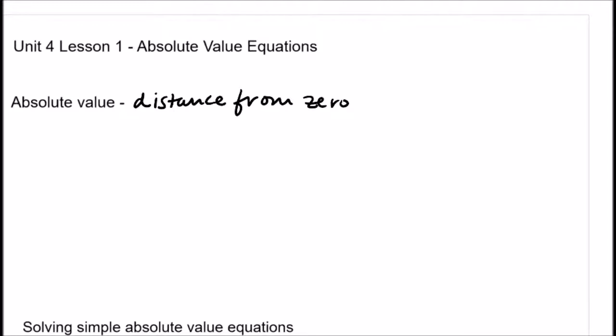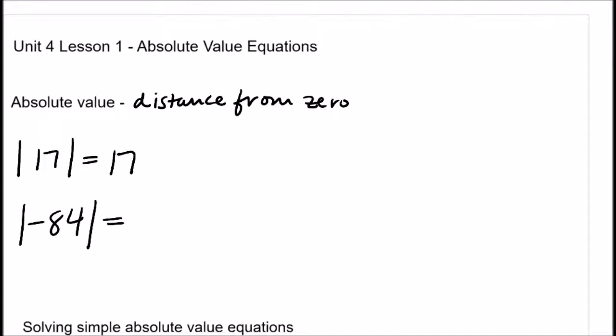Okay, so when we took the absolute value of, say, 17, that was 17. Yeah, there you go. And if we went to take the absolute value of negative 84, what was that? Positive 84, yeah.